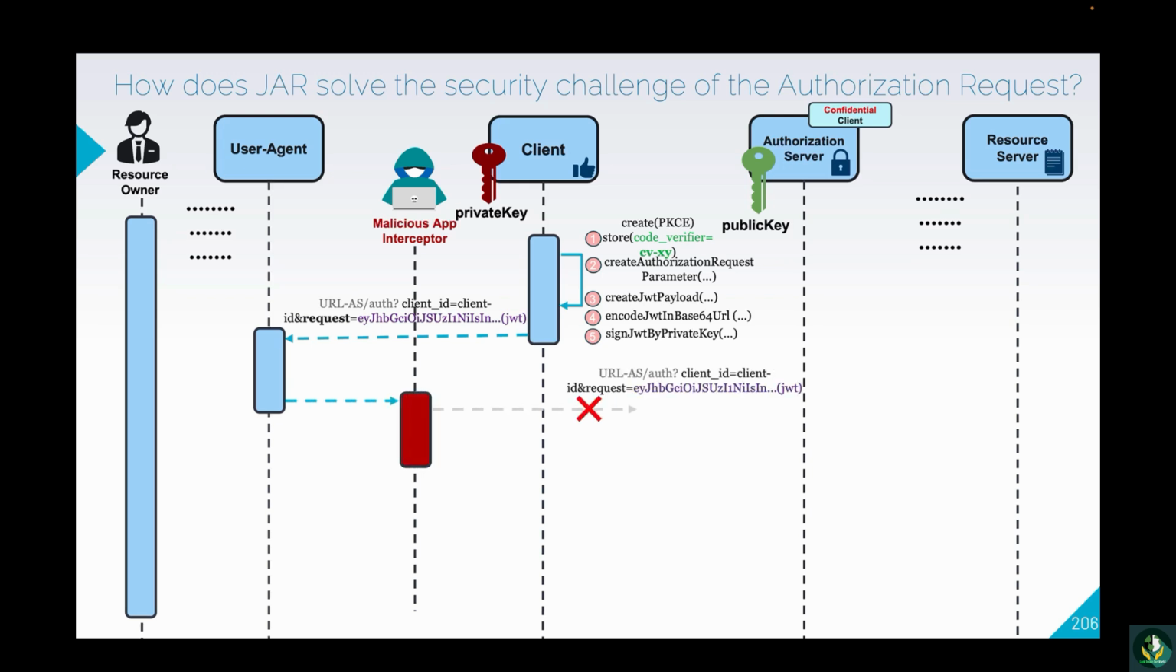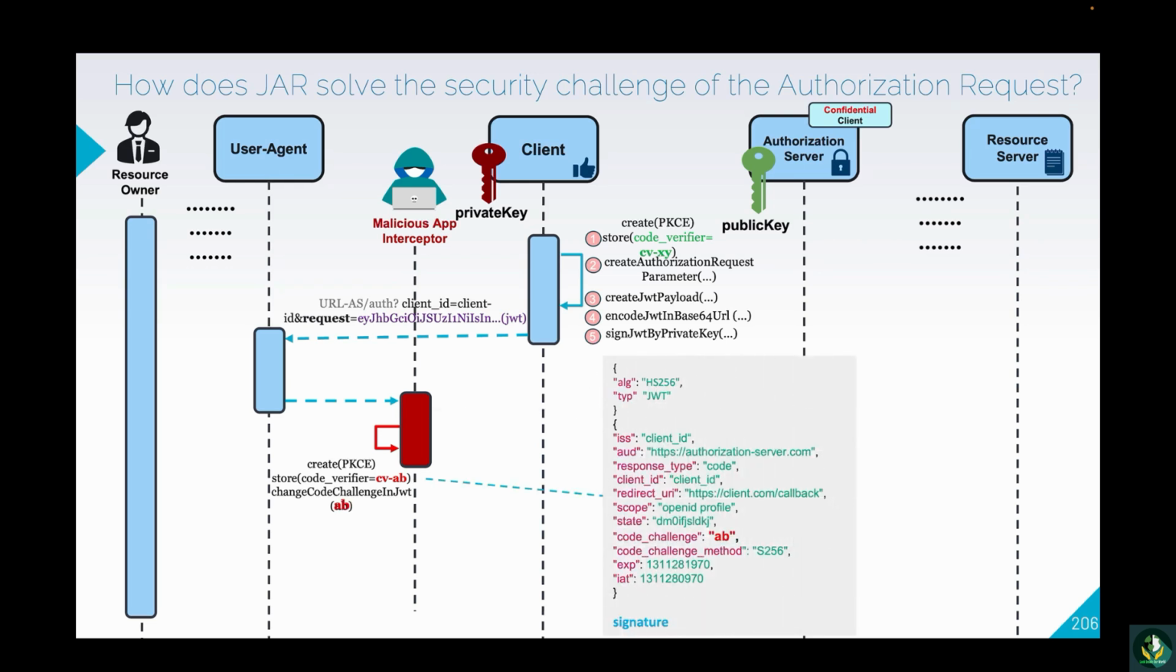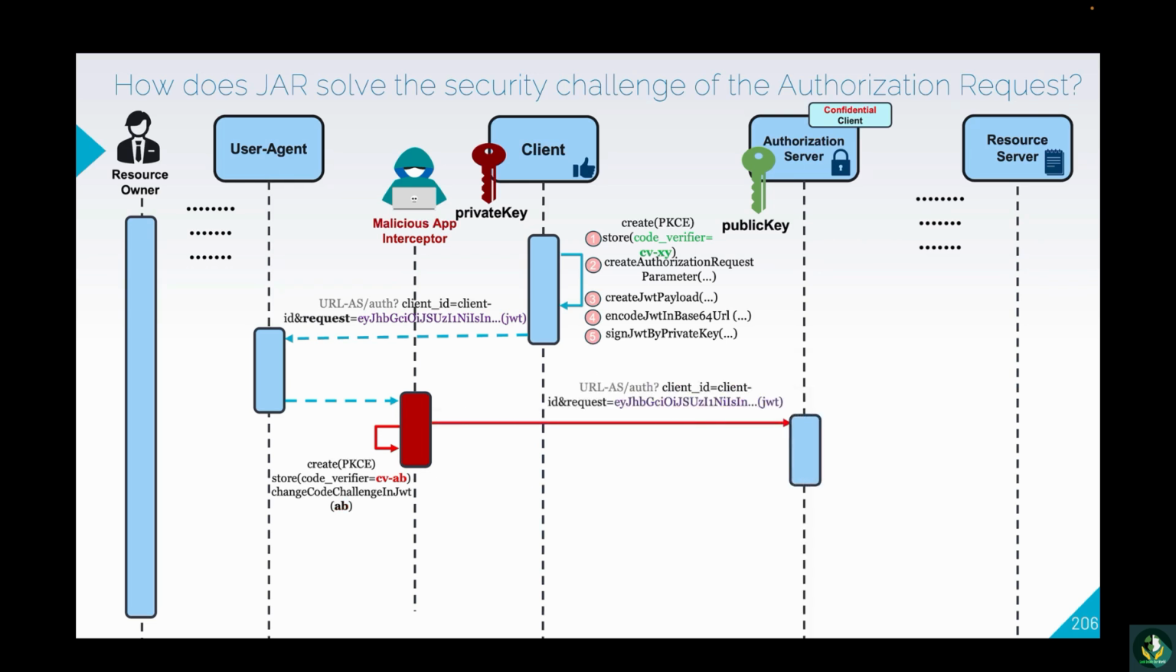Now, suppose the malicious application intercepts this request again and attempts to manipulate the parameters, like replacing the code challenge. The attacker generates a new PKCE with a code verifier of CVAB and changes the code challenge from XY to AB in the token payload, sending the request to the authorization server. And here is where the critical difference lies. The first thing the authorization server does is validate the JWT signature using the client's public key.